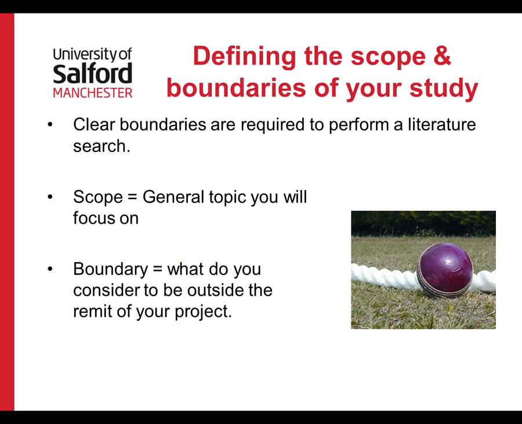Once you've decided on your topic, then you need to define clear scope and boundaries for your study. Now, these boundaries are going to inform the way that you do your literature search. Think about the scope as the general topic that you'll focus on, and this scope will ultimately help you to write out the search terms that you'll use in the search engines. Think about the boundary as what you consider to be outside the remit of your project, and these boundaries will help you to get rid of papers that you don't feel lie within the scope of your project.